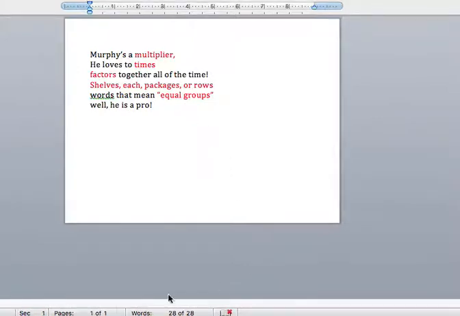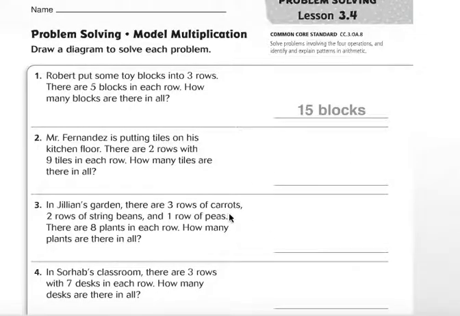Okay, I'm going to scooch over to, let's see, where is it? Right here. We're not going to do all of these today. We're just going to do a few. I'm going to skip around and then we'll actually finish this at a later time. So what I want you to do is look at this first one with me. Robert put some toy blocks into 3 rows. You immediately see a Murphy the Multiplier word, rows.